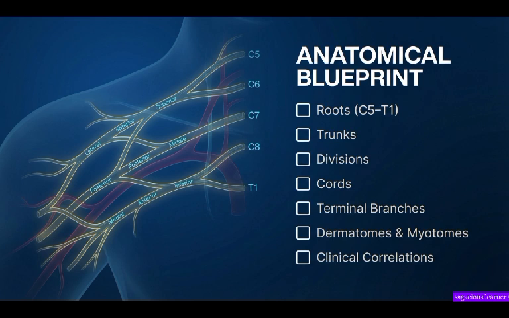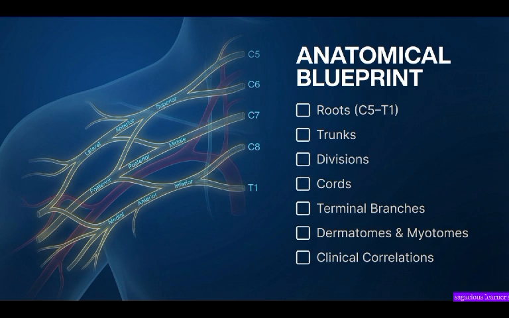Now, they are going to divide into anterior and posterior divisions. So look at it: the superior trunk divides into anterior and posterior, the middle trunk divides into anterior and posterior, and the inferior trunk divides into posterior and anterior. As they divide, they are going to combine. So the divisions of the trunks lead to the formation of the cords.